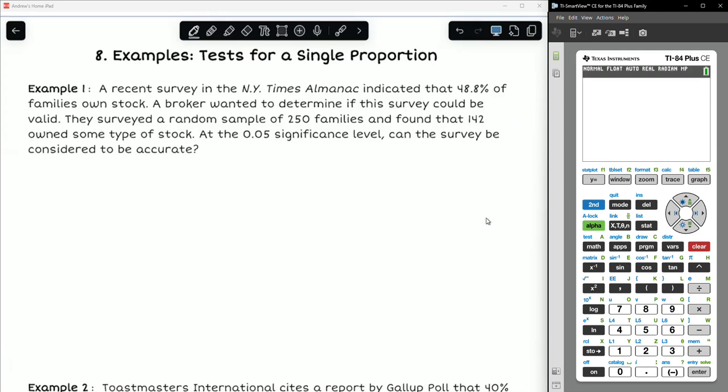In this video, we're going to perform examples of a hypothesis test for a claim about a single proportion. For our first example, it says a recent survey in the New York Times Almanac indicated that 48.8% of families own stock. A broker wanted to determine if this survey could be valid. They surveyed a random sample of 250 families and found that 142 owned some type of stock. At the 0.05 significance level, can the survey be considered to be accurate?